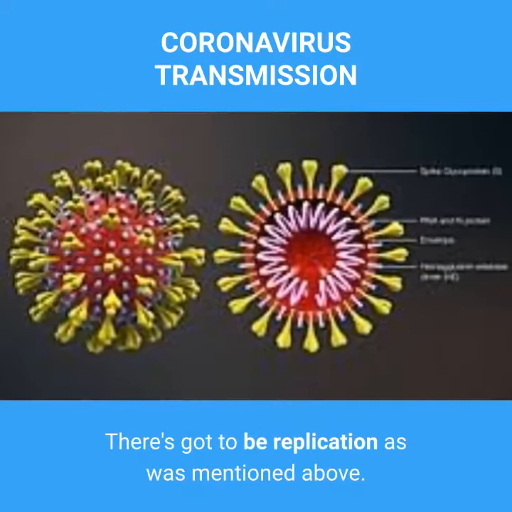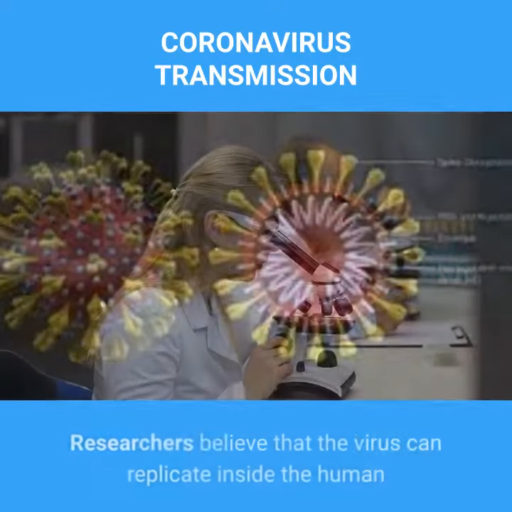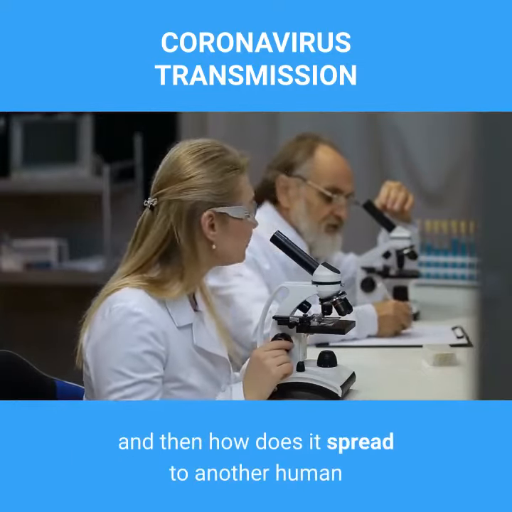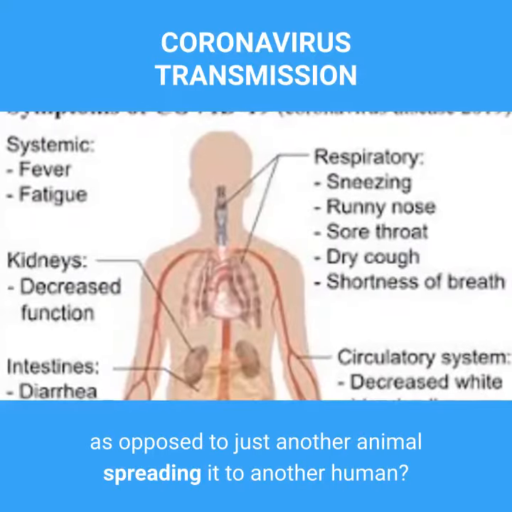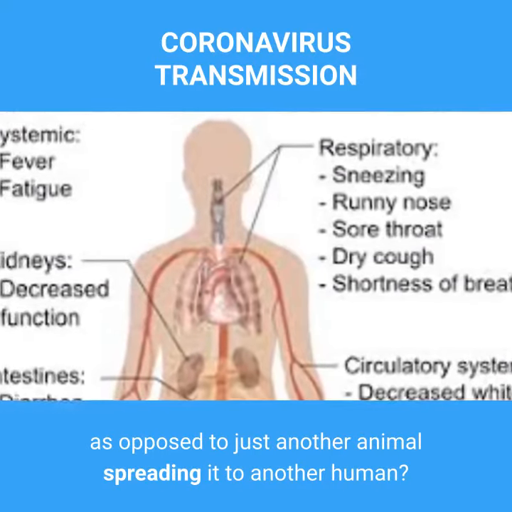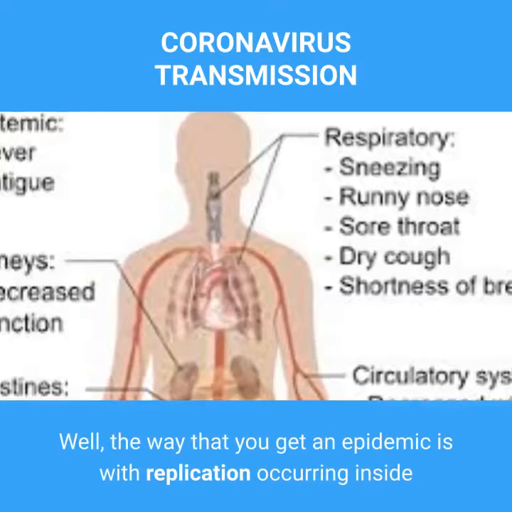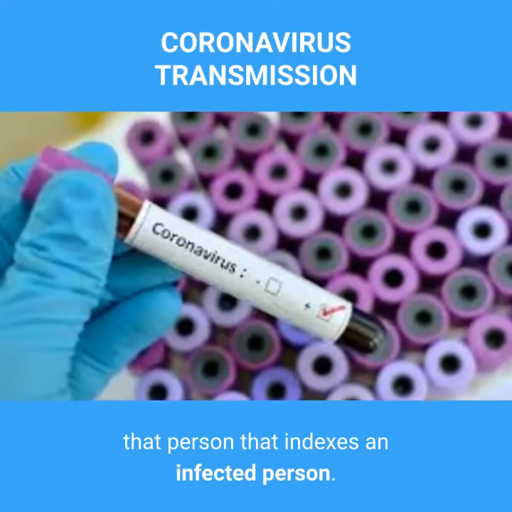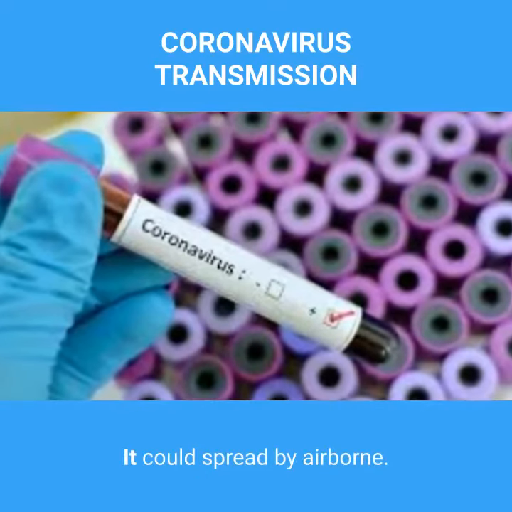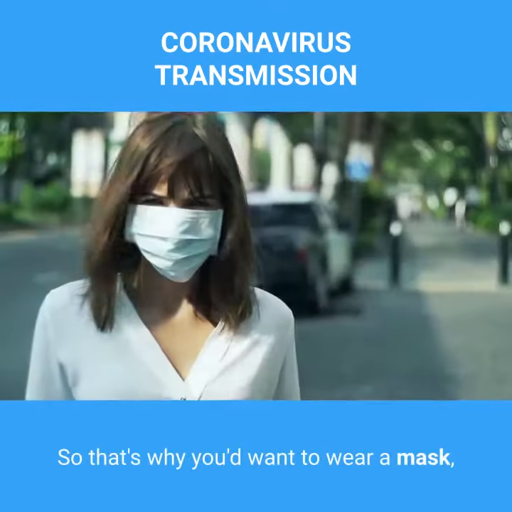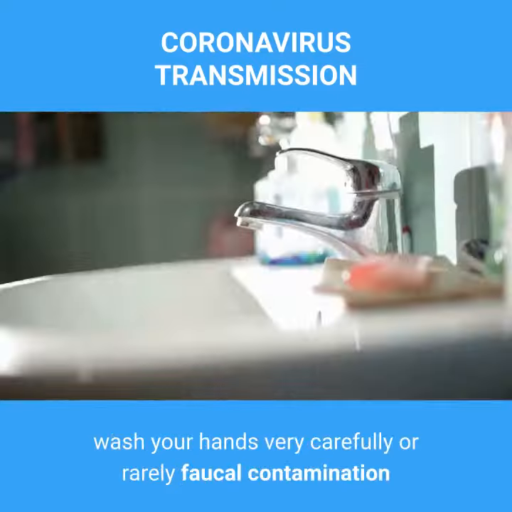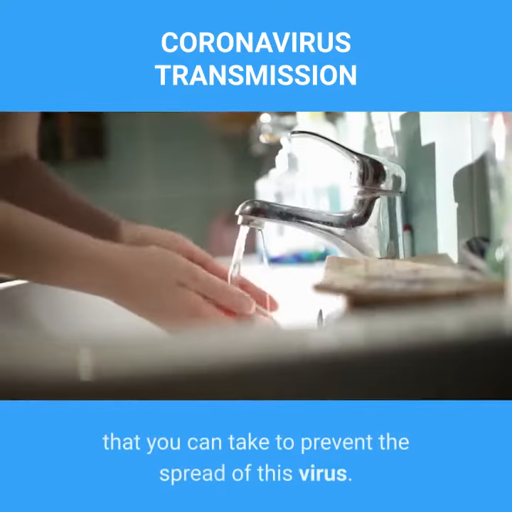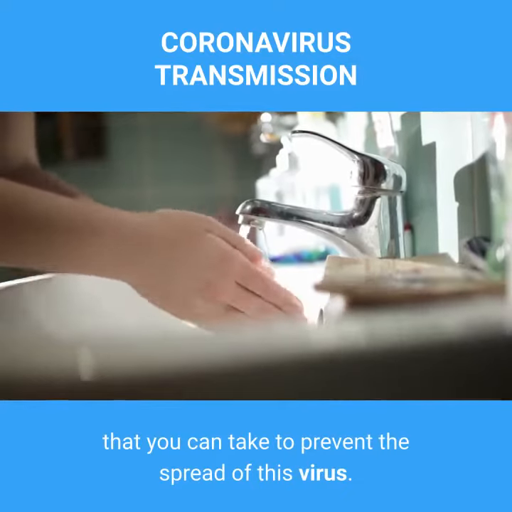So, how does that happen? There's got to be replication, as was mentioned above. Researchers believe that the virus can replicate inside the human, and then how does it spread to another human as opposed to just another animal spreading it to another human? Well, the way that you get an epidemic is with replication occurring inside that person, the index infected person. It could spread by airborne. So that's why you'd want to wear a mask, wash your hands very carefully, or, rarely, fecal contamination, but these are the things that you can do to prevent the spread of this virus.